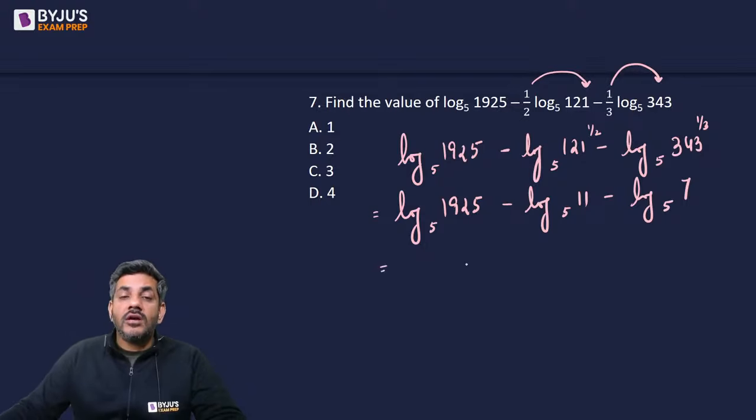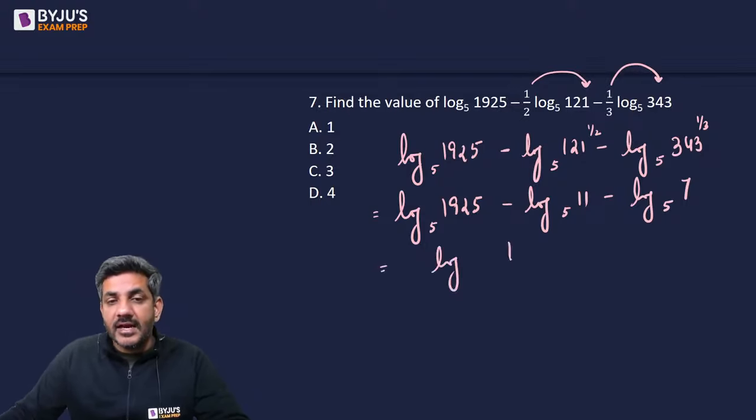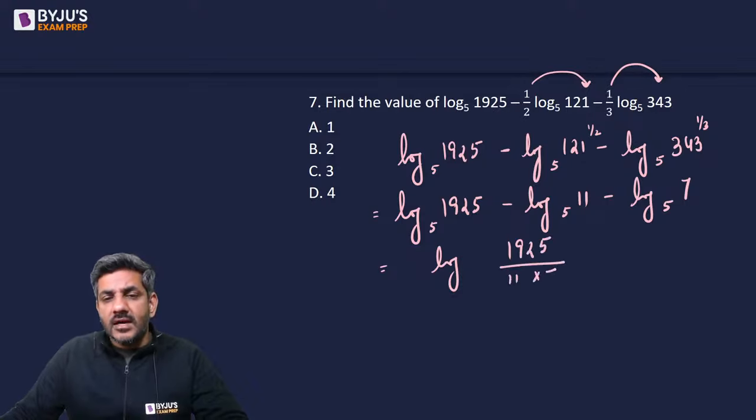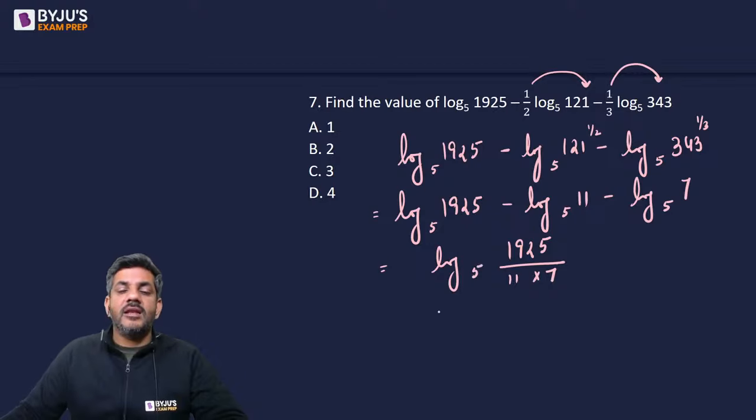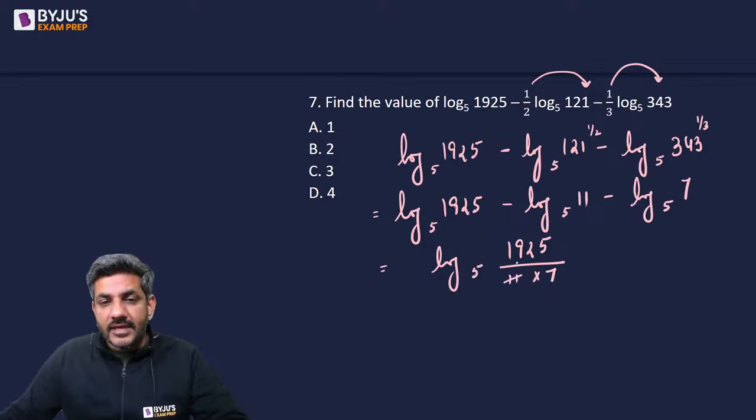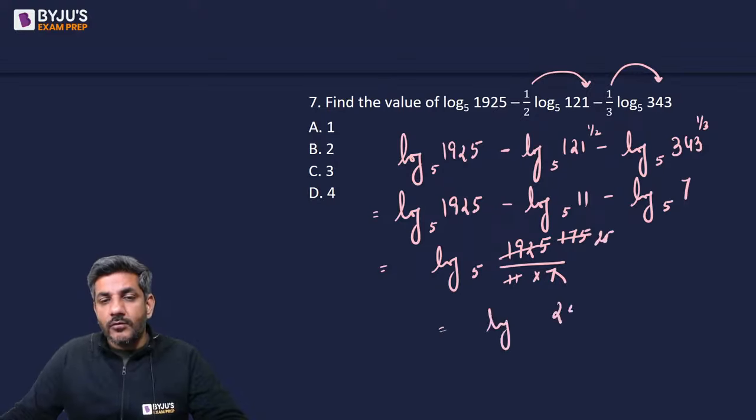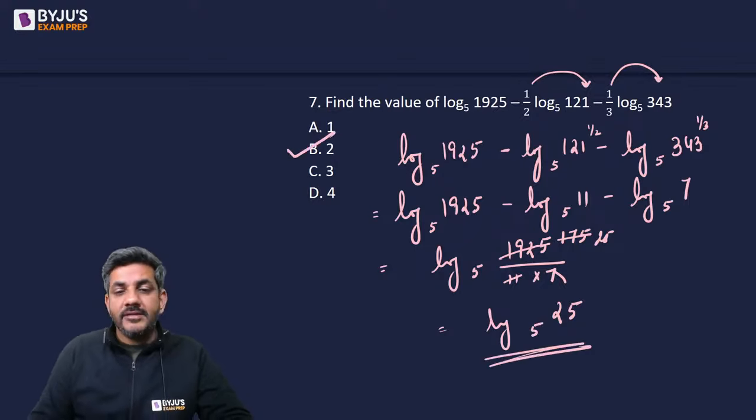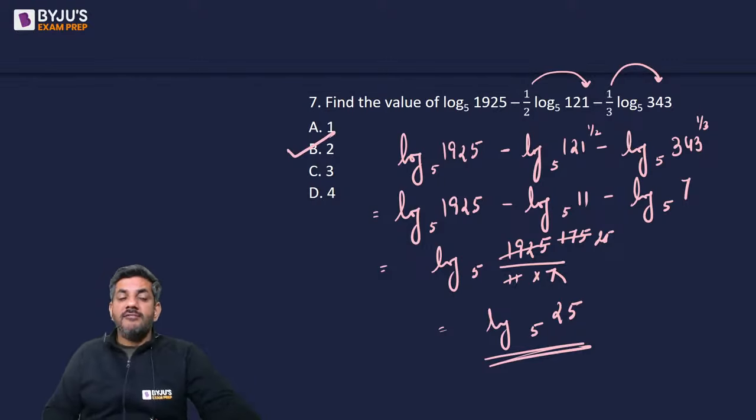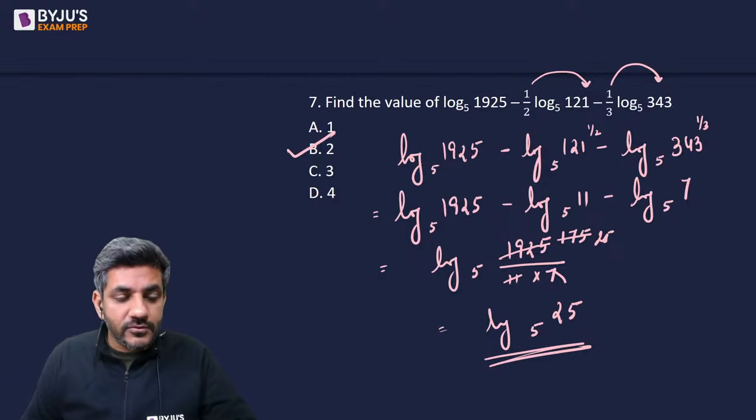So log m minus log n is log m by n. Whichever is with a negative sign, put them in the denominator, and the positive ones in the numerator. I have 1925 divided by 11 into 7. So 11 will cancel out: 11 ones are 11, then 11 sevens are 77, and 7 will cancel out, giving 25. So ultimately I am getting log of 25 with base 5, and log 25 with base 5 is equal to 2. I am sure you all know that 25 is 5 square, so log of 5 square with base 5 is equal to 2. So 2 is the right answer.